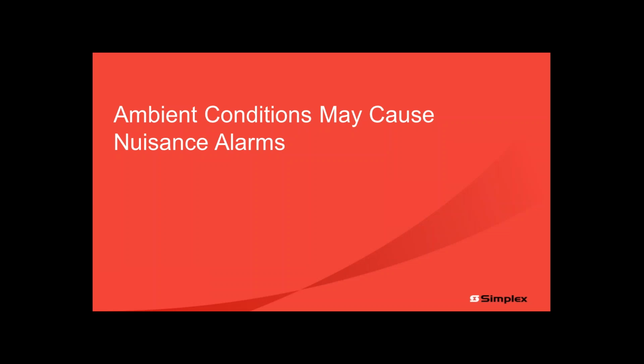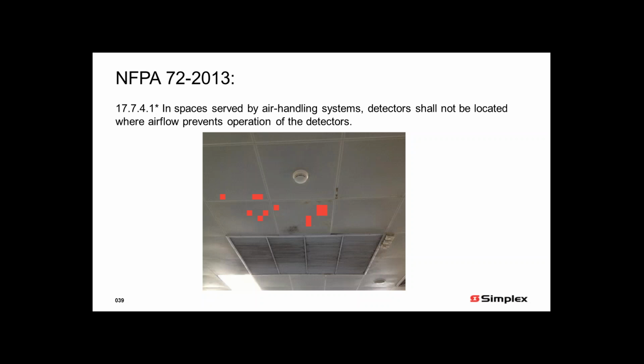So what about ambient conditions that may cause the nuisance alarms that we're talking about? Well, again, in Chapter 17, we talk about spaces that are served by air handlers. The detectors shall not be located where airflow prevents operation of the detectors. So this is an example of that. Hopefully you can see my mouse moving there.